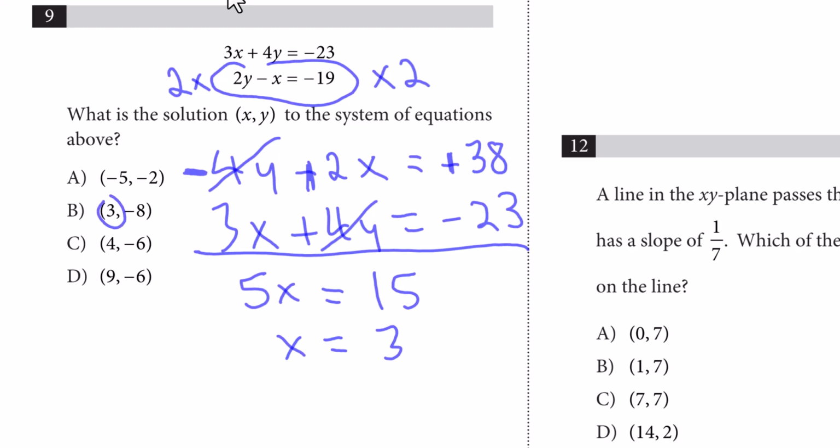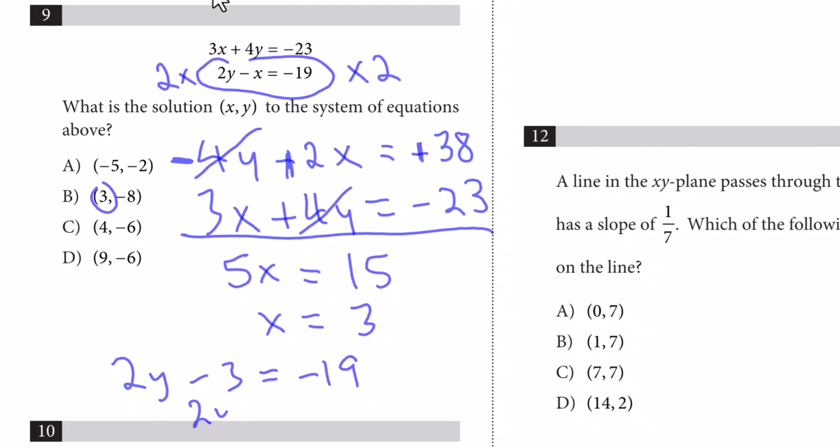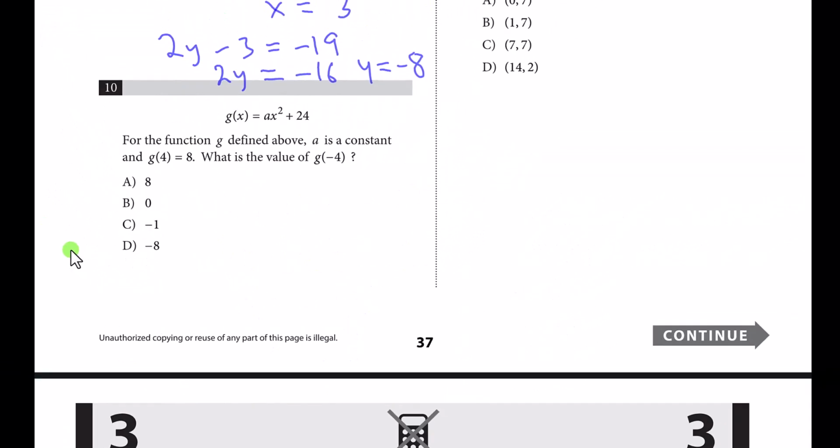But let's make sure this is correct. So we're going to go ahead and put the 3 into any equation. I'm going to make it easy. We'll do the second equation. So we got 2y minus 3 equals negative 19. And we're going to add 3 to both sides. We got 2y is equal to negative 16. And we've got y equal negative 8. So yeah, that works out. We're looking at b.